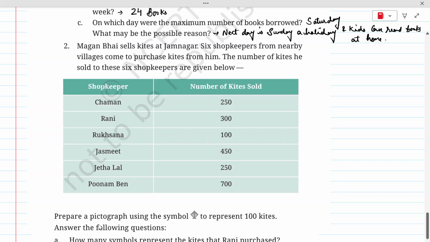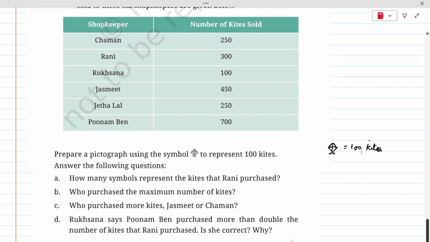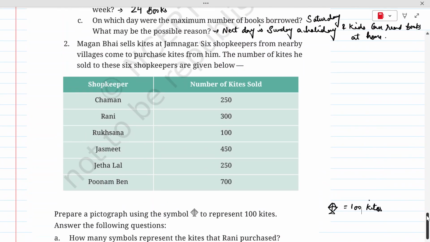Now we have to prepare a pictograph here using the symbol 1 kite to represent 100 kites. Okay, so what is the scale we are taking here? We have to take a scale that 1 kite is representing 100 kites. 1 kite in the picture is representing 100 kites in real. Okay, and answer the following question. So kids, let us do one thing. Let us first plot this graph here.